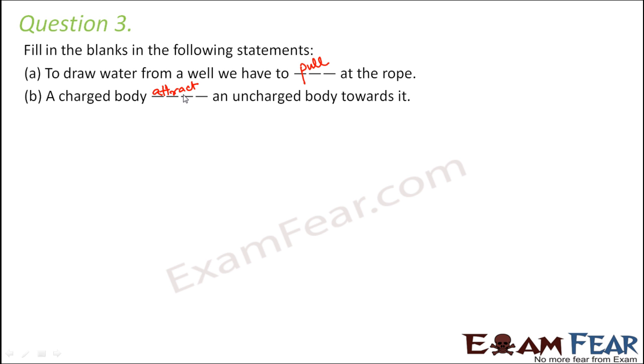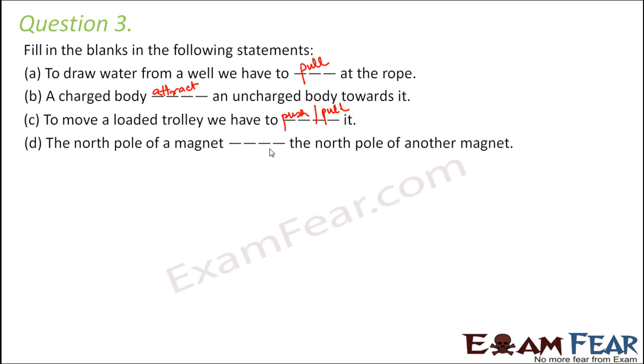Like you saw the example of the balloon which was rubbed on a cloth and it acquired some charge. So it became a charged object and then it could attract small pieces of paper, and those small pieces of paper were uncharged objects. To move a loaded trolley, we have to push it. So if you want to move a trolley which is already loaded, you either need to push it or you need to pull it. The north pole of a magnet repels the north pole of another magnet. Now north and north, they are like poles and like poles repel each other. So they tend to go away from each other.